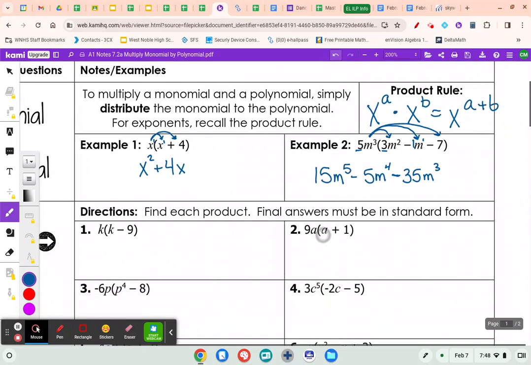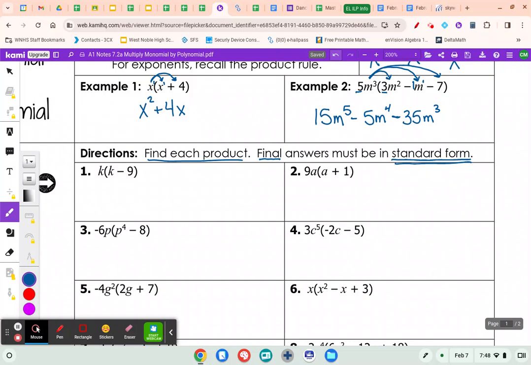All right, so as it says here, find each product. So you're multiplying, you're distributing. Final answers must be in standard form, like I was just saying. So we'll do the odds together, and then I'll give you guys time to try the evens. So for 1, we distribute k through. This is really similar to what we just saw in example 1 above. We end up with k squared minus 9k, and that is in standard form. All right, go ahead and pause the video. Try question 2.